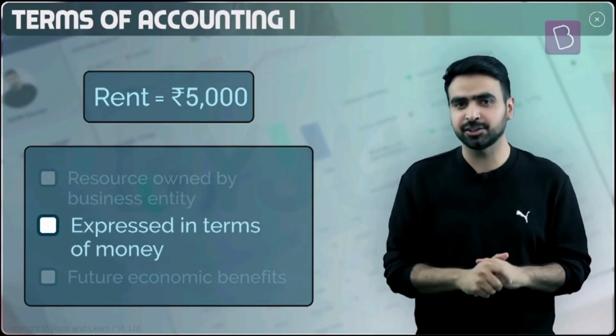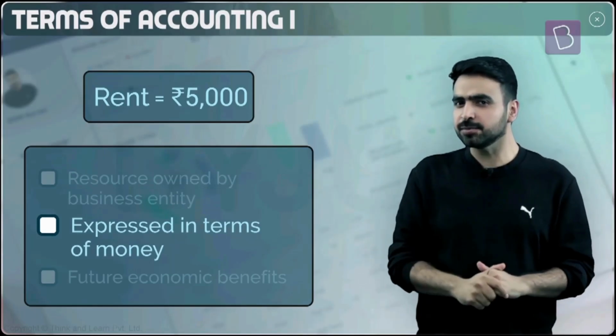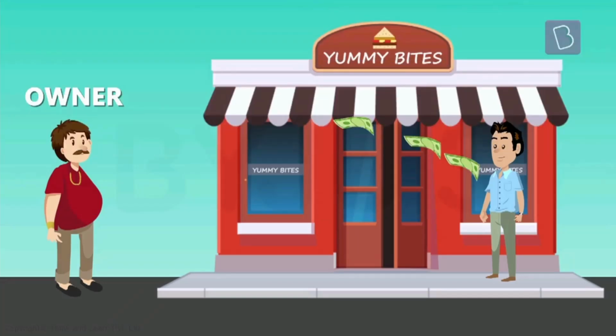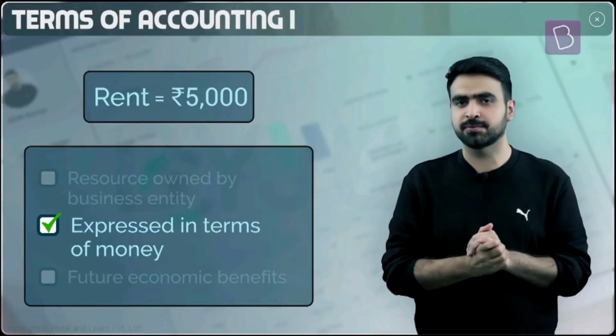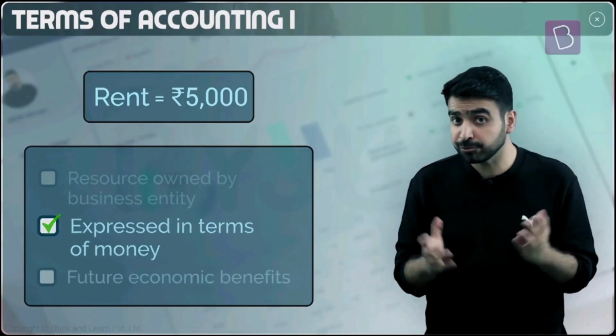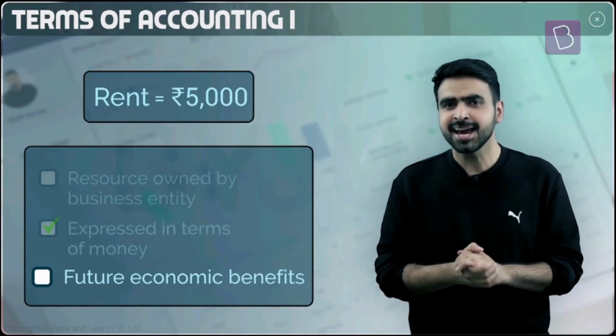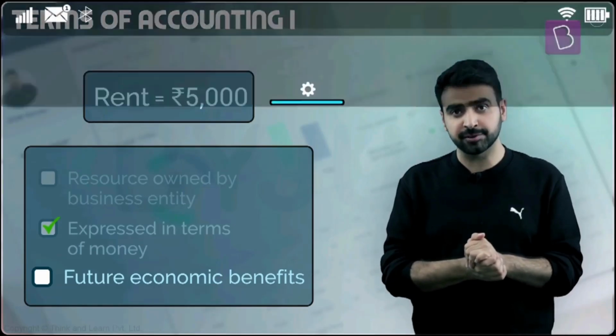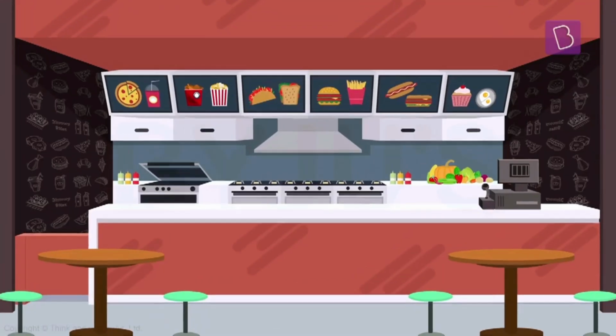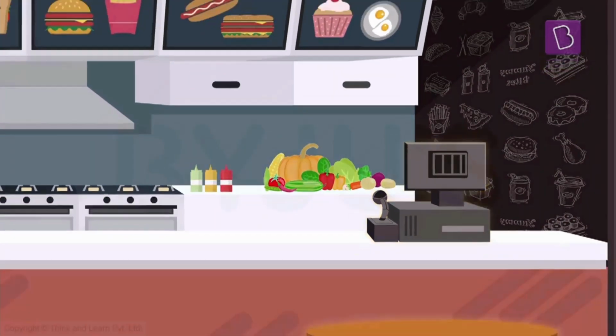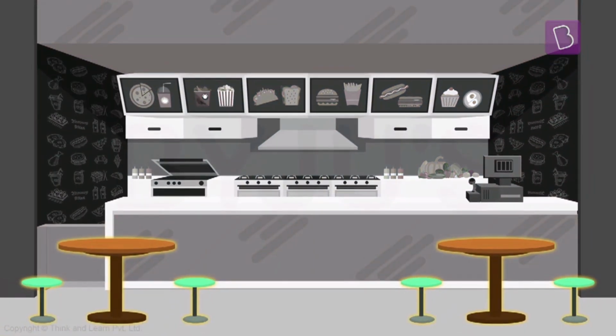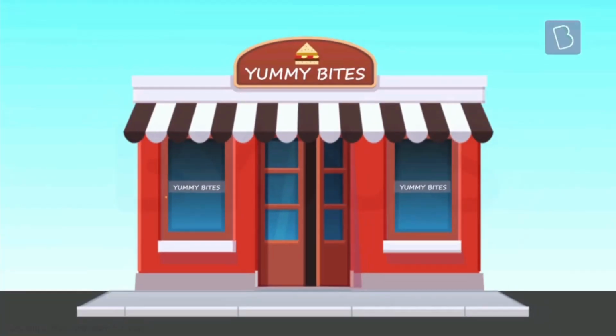Moving to the second attribute, can you express it in terms of money? Yes, you can. Rohit pays 5,000 as monthly rent for this space, so you can say Rohit's spend on the rent is worth 5,000 rupees. So it can definitely be expressed in terms of money. What about future economic benefits? It does provide future economic benefits. It provides space for kitchen, computer, seating area, or you can say the space has the entire store in itself.